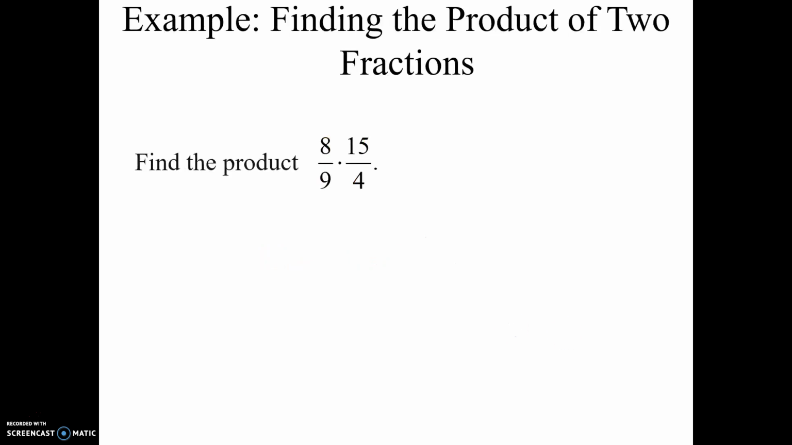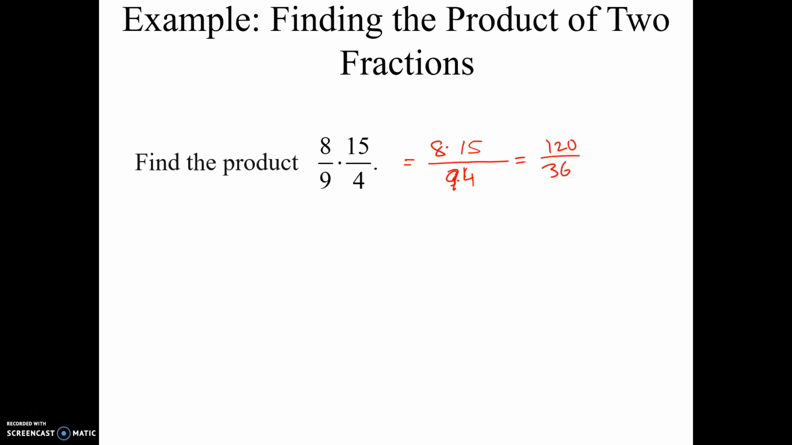Let's find the product of 8/9 times 15/4. It's easiest to cross-cancel and reduce fractions before multiplication, but I'll do it both ways. Let's first do the long way. The long way is where we don't cross-cancel, where we just multiply 8 times 15 and we multiply 9 times 4. Well, 8 times 15, that's 120. 9 times 4, that's 36.